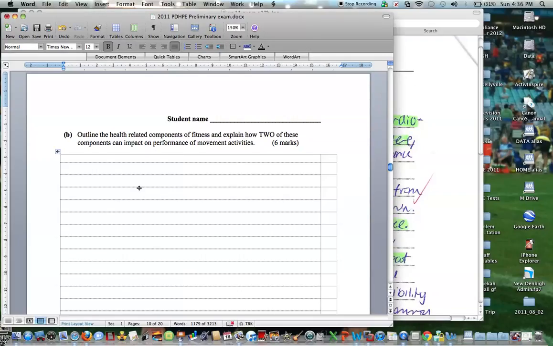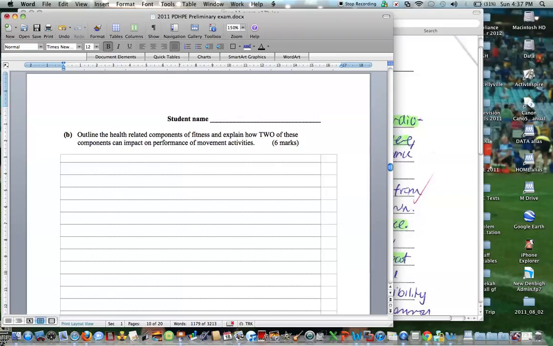Question 17b, also from Core 2, asks students to outline the health-related components of fitness and explain how two of these components can impact on performance of movement activities. This question was worth 6 marks. This question has 2 parts. The first part, students had to outline the health-related components of fitness. That's the first thing they had to do.